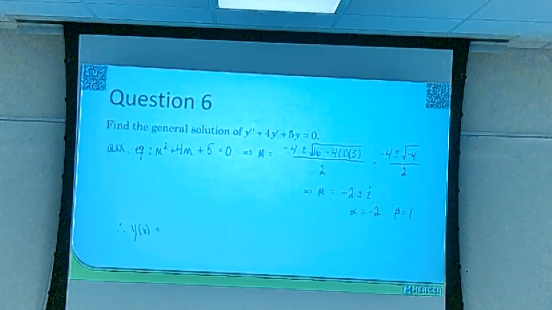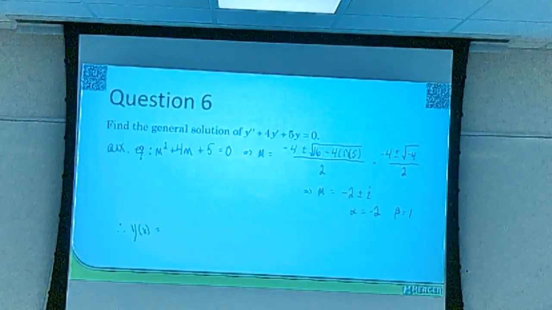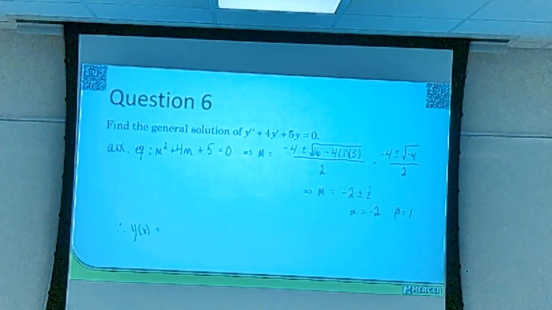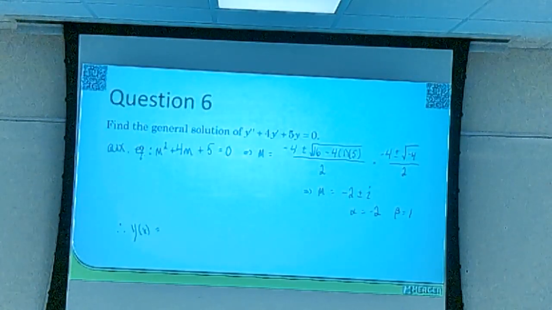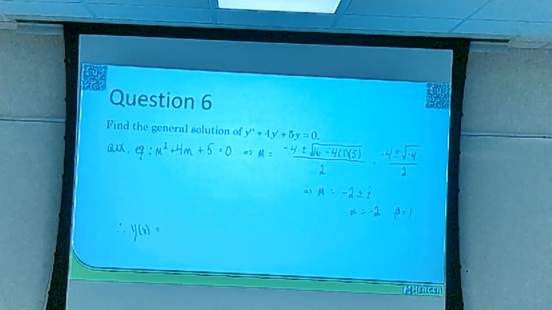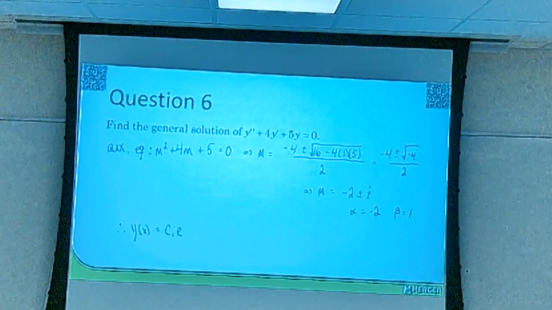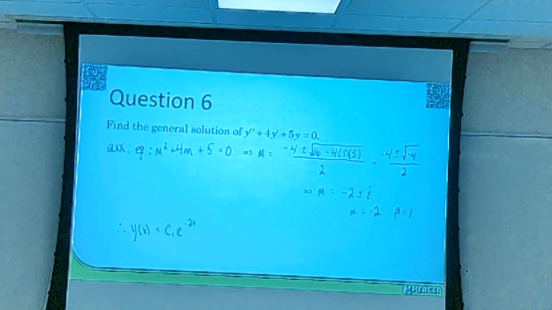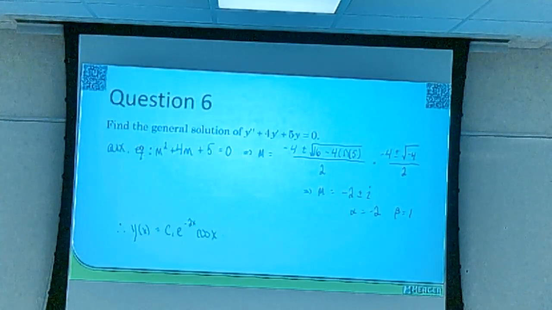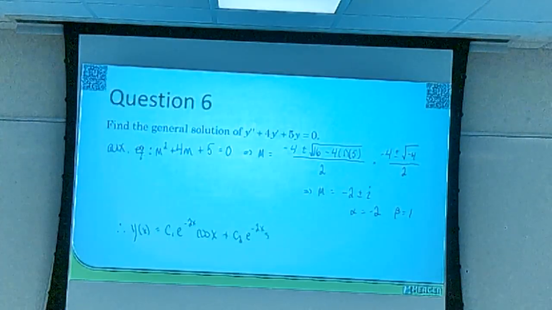And there are two ways to write the solution. You can either factor out the e, or just write it as two separate terms. C1 e to the alpha x times cosine of beta x plus C2 e to the alpha x times sine of beta x. And that's the general solution.